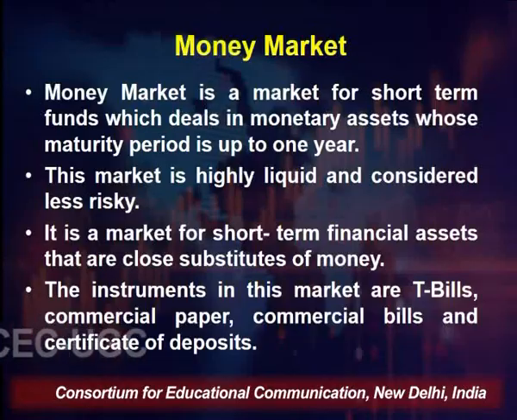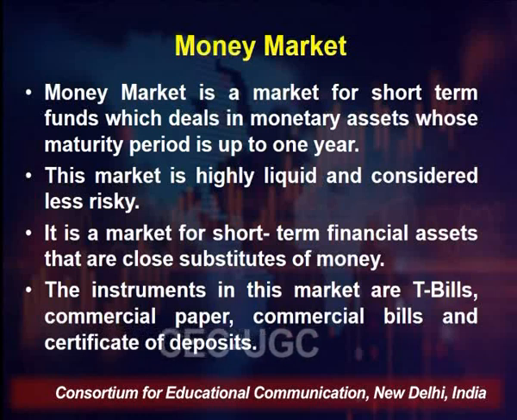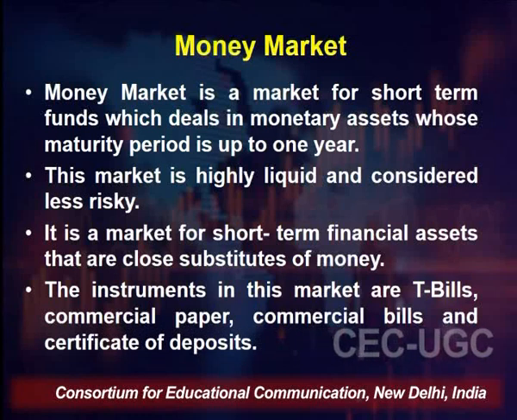And how fast and how quickly you can convert an asset into cash or into bank money form, that is called very liquid money. So these money market instruments are quite liquid because they are converted into bank money or simple cash in a very quick time frame. The instruments in this market are treasury bills, commercial papers, commercial bills, certificates of deposit.